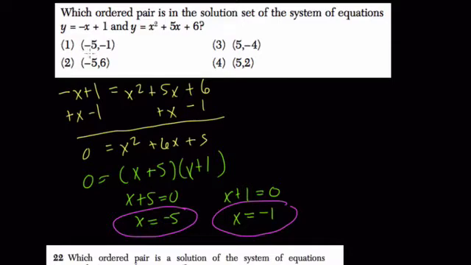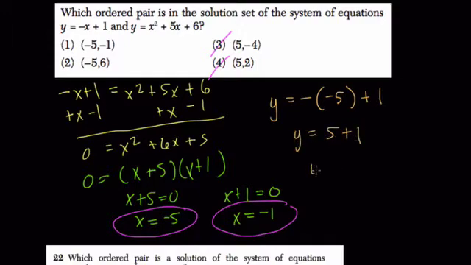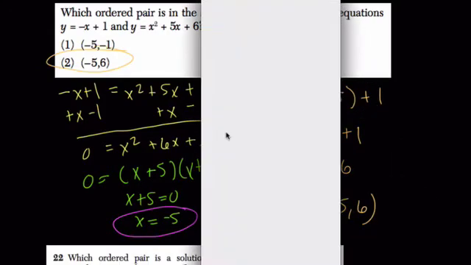Out of the choices they give us, choices 3 and 4 we cancel out because they have a positive 5, but we have negative 5. So let's plug that in. We can plug into either formula because at this point they're the same, so I'm going to plug it into the line, which is easier to work with. So y equals negative x plus 1, so negative negative 5 plus 1, y equals 5 plus 1, and y equals 6. So that point is negative 5, 6. That's choice 2. But let's look at that on the graphing calculator as well.